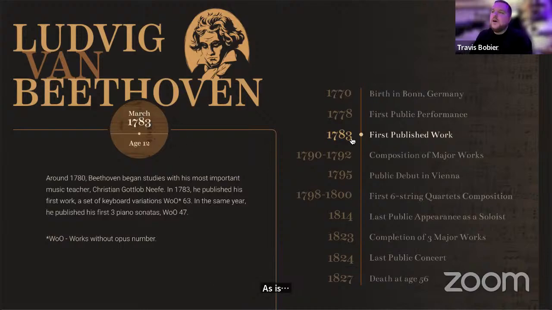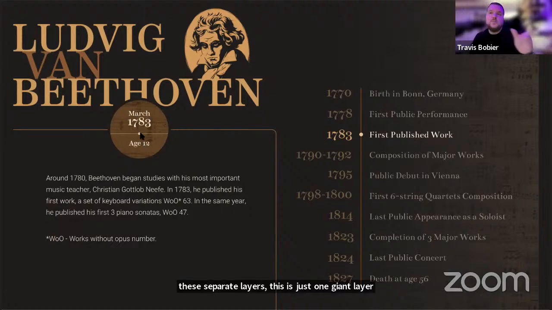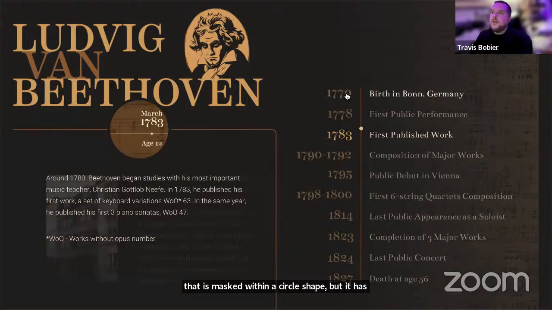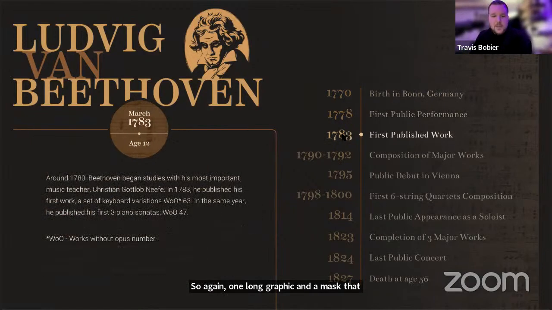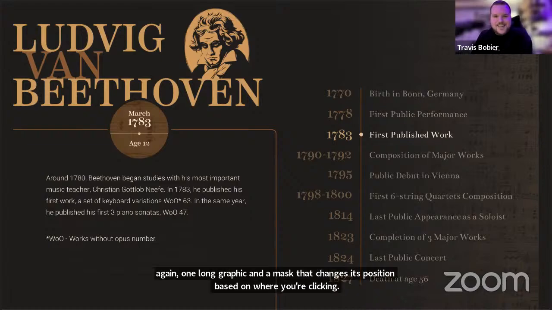So rather than all of these separate layers, this is just one giant layer that is masked within a circle shape, but it has multiple different states that are triggered by these hotspots. So again, one long graphic and a mask that changes its position based on where you're clicking on this timeline.